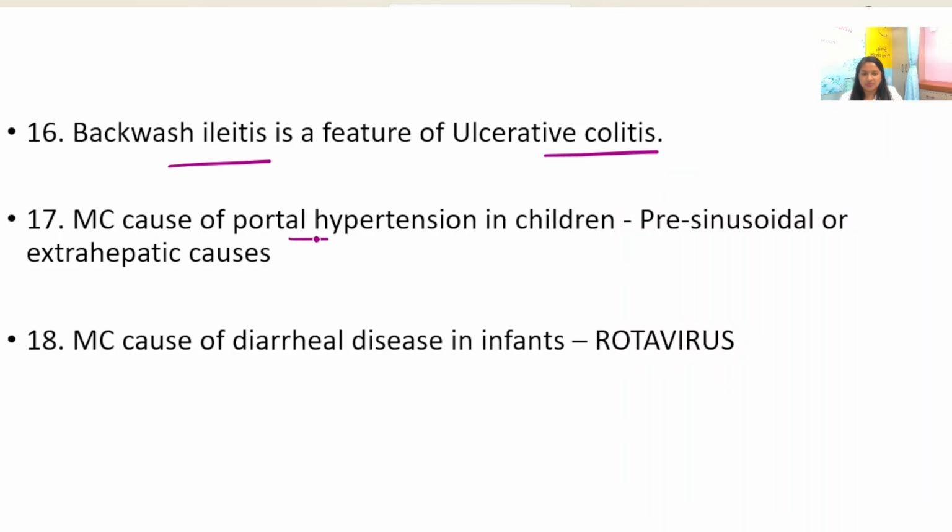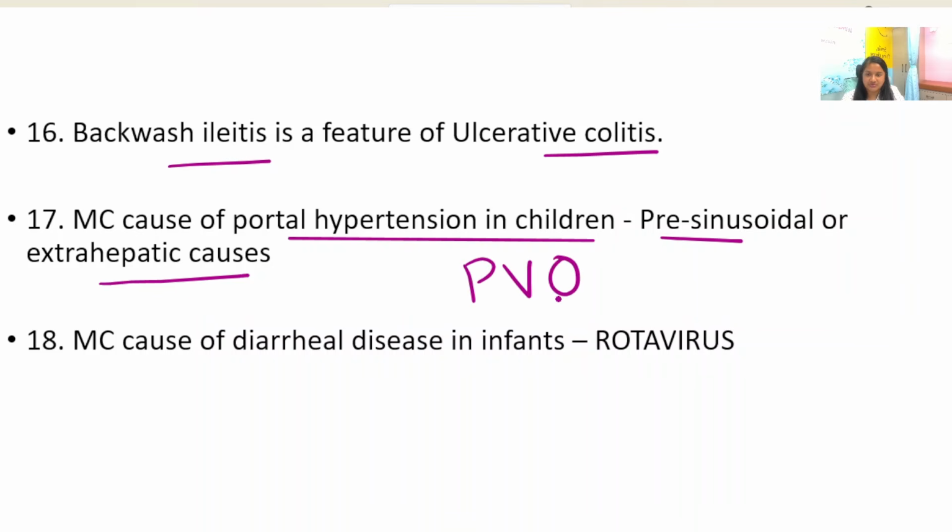Most common cause of portal hypertension in children is pre-sinusoidal or extrahepatic causes, and usually it is because of portal vein obstruction, extrahepatic portal vein obstruction. Most common cause of diarrheal disease in infants is rotavirus.